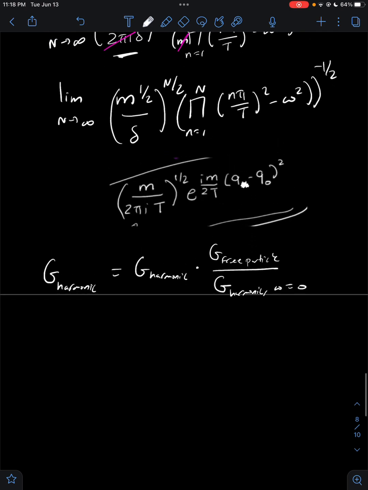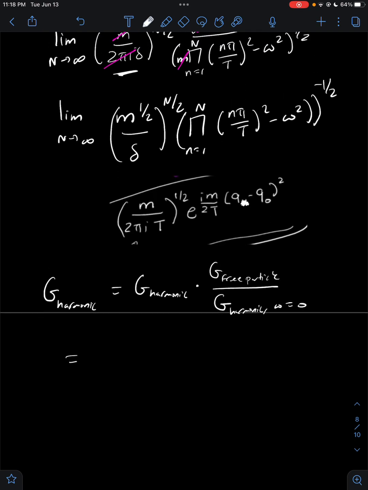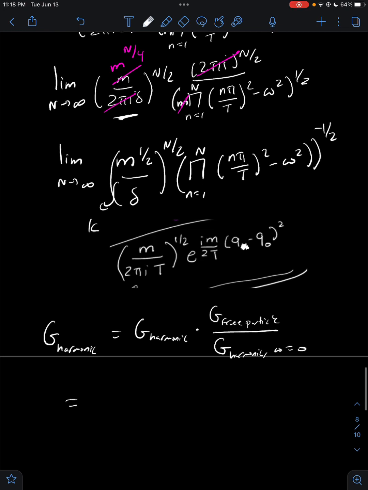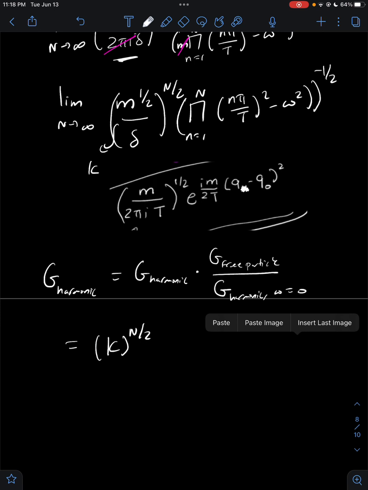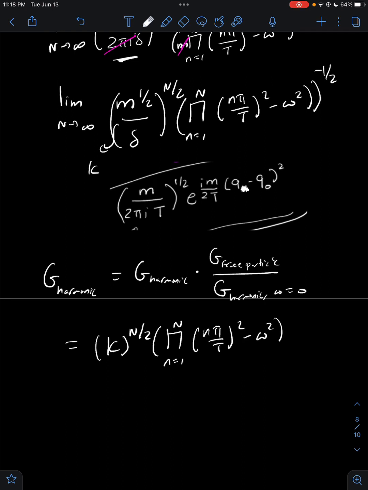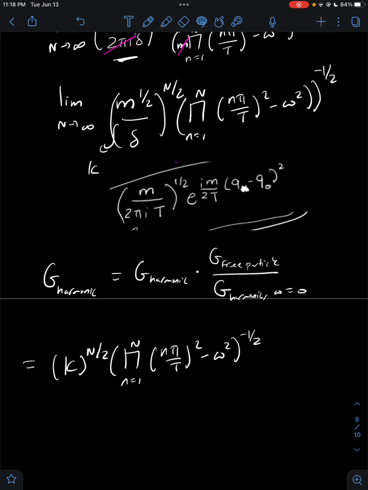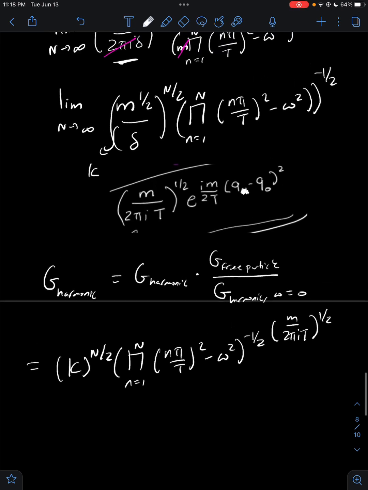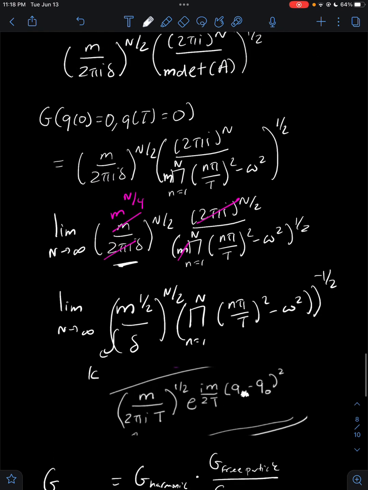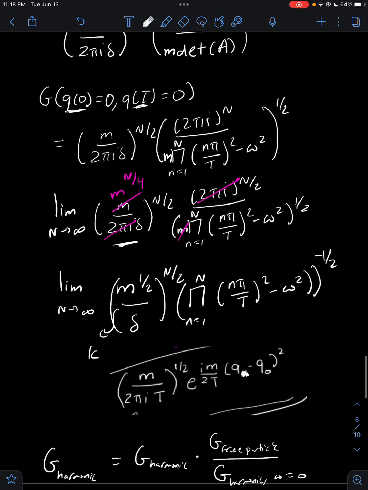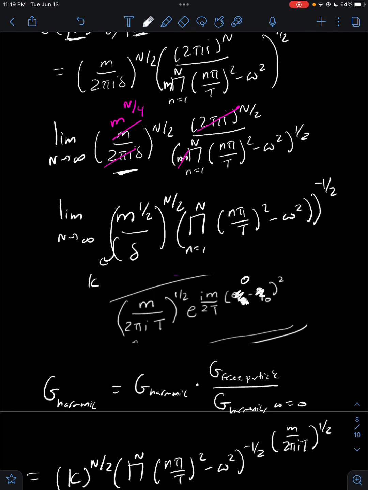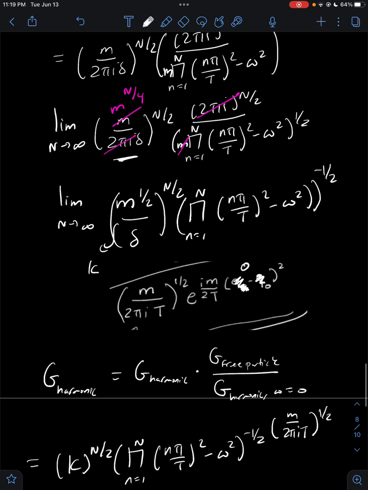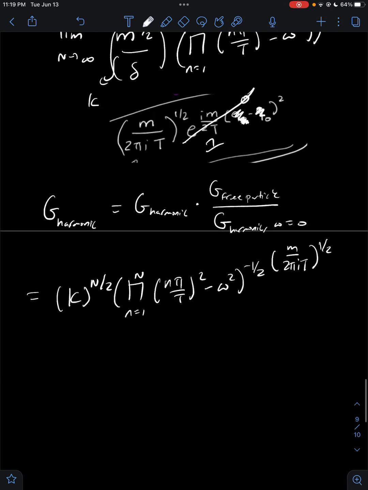So actually writing that out, let's call this over here k or something. So you're going to have k to the n over 2 times this product right over here, n pi over t squared minus omega squared to the minus 1/2. And that is being multiplied by the path integral propagator for the free particle, which is going to be m over 2 pi i t to the 1/2. We're going to stop there because remember, we're looking at the propagator for q at 0 and q of t equals 0. So this means that these over here should be 0. Since we're considering the final and initial positions to be 0, this whole thing is just 1. So we're just going to be left with this over here.